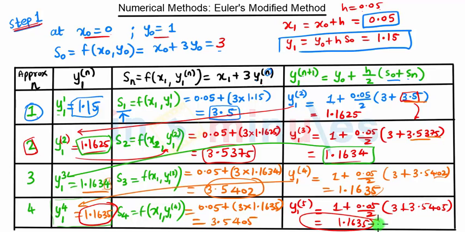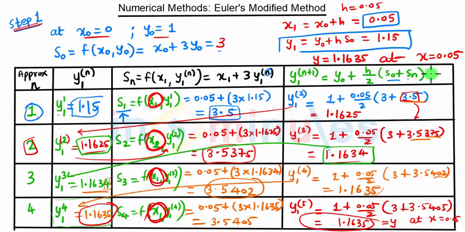So we are getting y, so we will call this value as y, and we are getting this y at x equal to, here we have only x1, so we are getting this y at x equal to 0.05. So we get the value of y, which is 1.1635, at x1, because here we are using x1 only, so at x equal to 0.05. But this is our first step. Now we have to perform the second step.